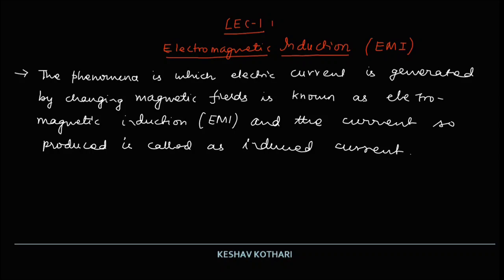So basically, whenever I try to explain this phenomenon of electromagnetic induction, we say that whenever there is a change in magnetic flux associated with a conducting loop or a conducting coil, then a change in magnetic flux will produce an induced EMF, due to which the current is generated. We will discuss it very soon.